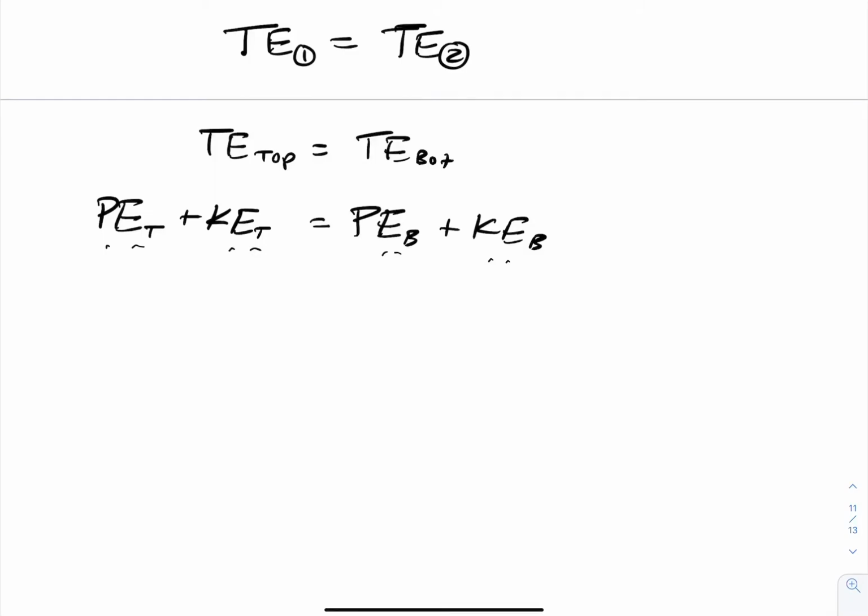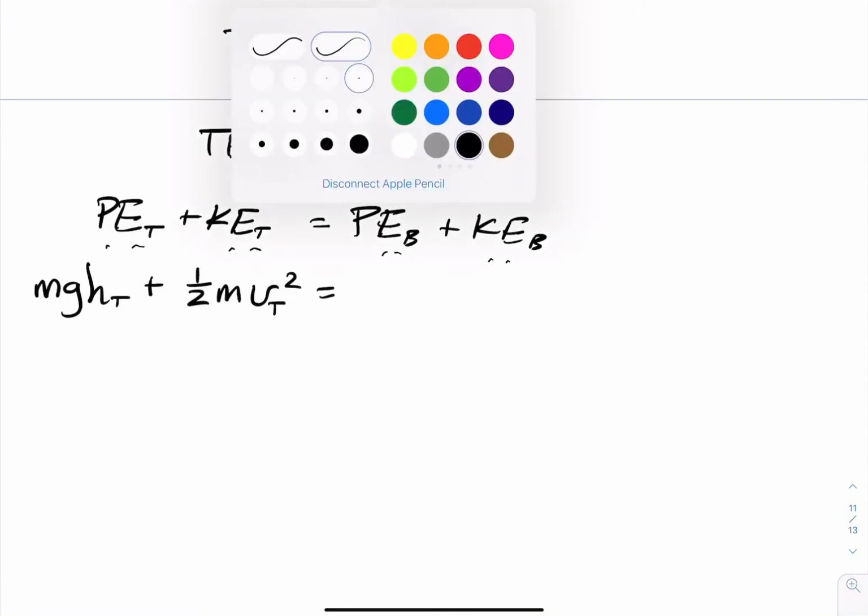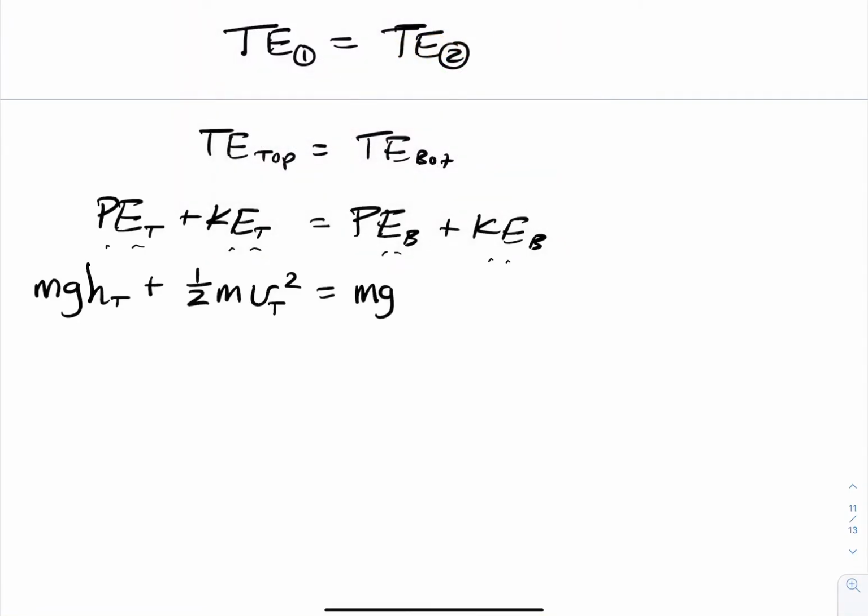So we know from the previous video that PE is always mgh, and it would be the height at the top. KE is always 1/2 mv squared, but it would be v at the top. And that has to equal the same but for the bottom. So we have mgh bottom plus 1/2 mv bottom squared.